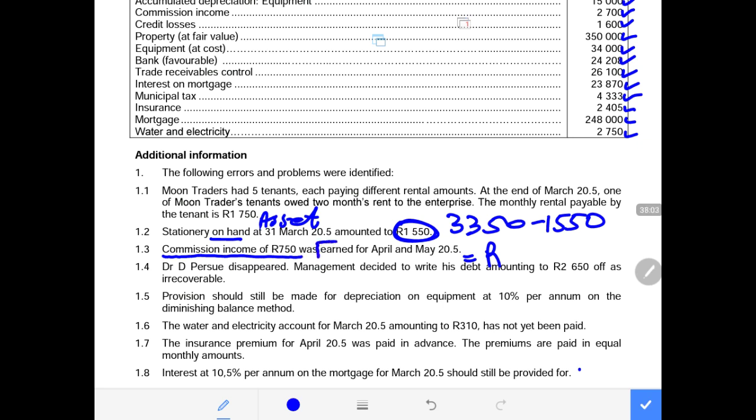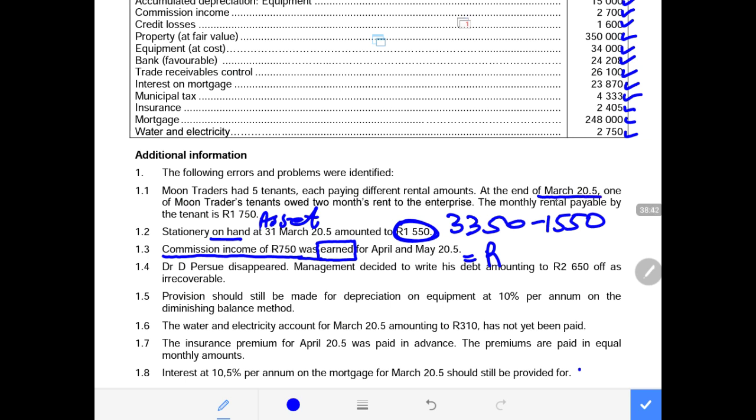Remember the word earned. The word earned meaning it was supposed to be received. It's something that was due to us. So now, meaning we have commission of 750 that we supposed to have received, but we have not yet received. So let us look. Commission income of 750 was earned for April and May. So now, when is the end of the accounting period? The accounting period ends at the end of March. Do you see that? Although we have earned it, it is outside of the accounting period.